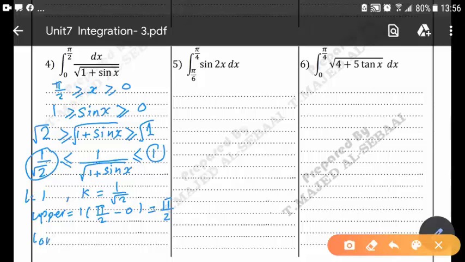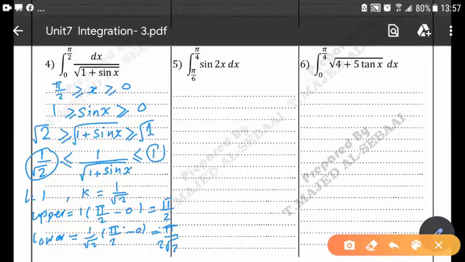And the lower limit equals 1 over root 2 times pi over 2 minus 0. That is pi over 2 root 2. Pi over root 2 over 2. Sorry, it's not written well. Over 2 root 2. I think that is clear. It is clear, right? Yes.